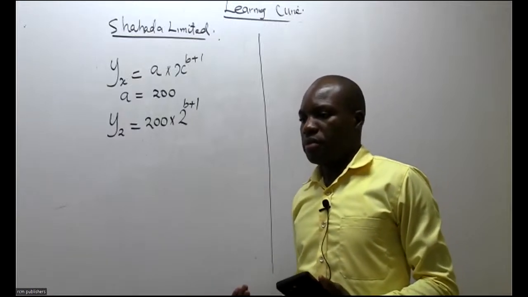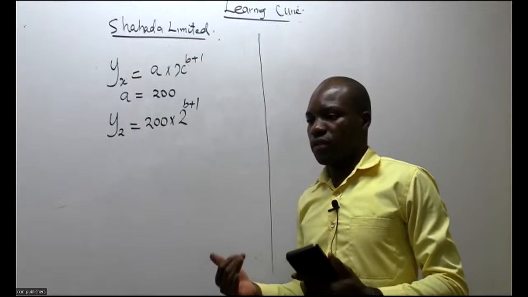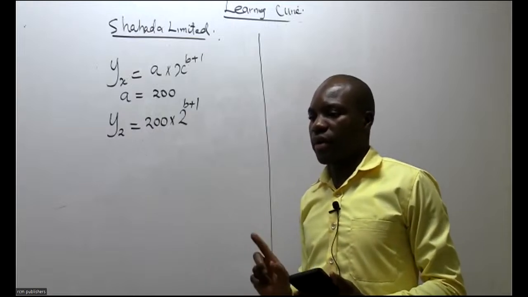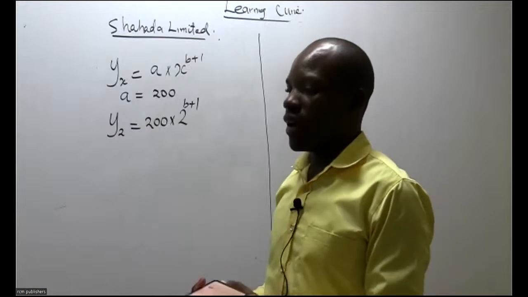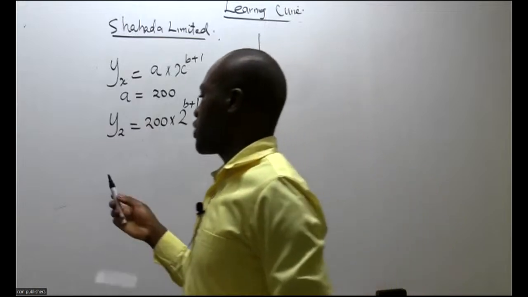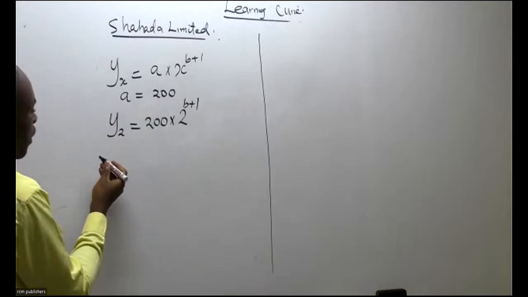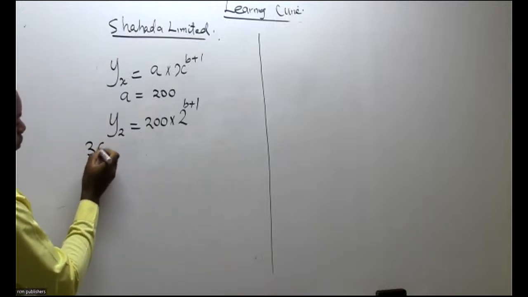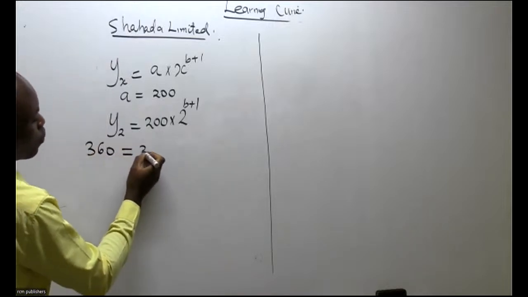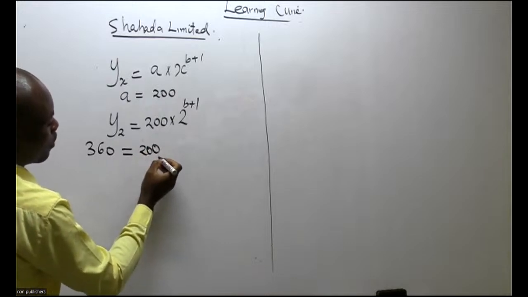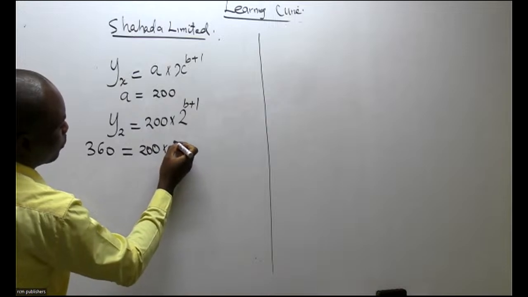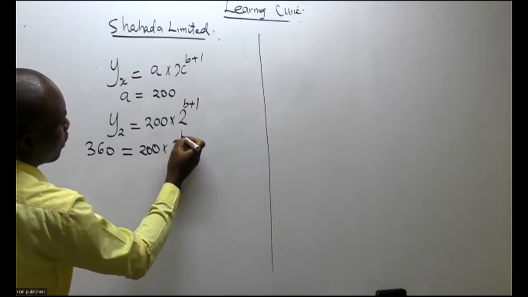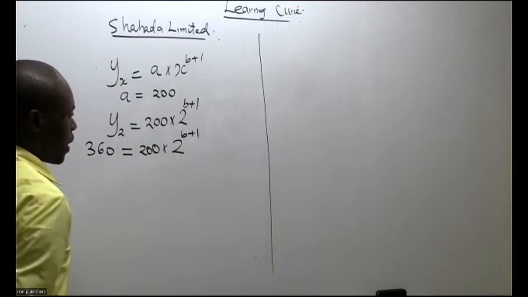Cumulative time that is required to produce the first 2 units. Do we have it anywhere? Yes, 360. So it means when we come to this point here, our 360 is equivalent to 200 multiplied by 2 raised to power B plus 1.